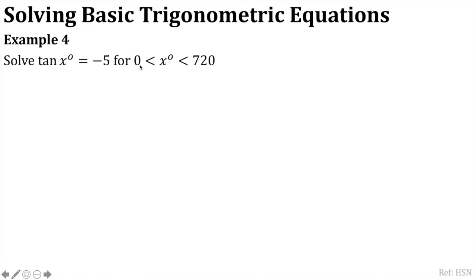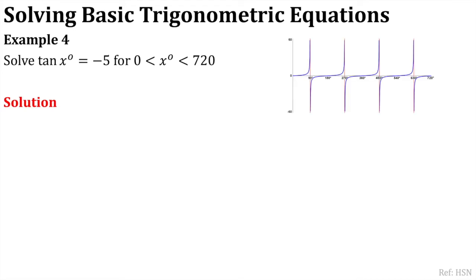The other thing I'm observing here is this range of values. Normally I'm solving between 0 and 360, or 0 and 2 pi, but this time I'm solving between 0 and 720 degrees, so that makes the question slightly different as well. So the solution then, we'll have a wee look at the graph first, and you can see here that this graph of tan x is lying between 0 and 720. And I'm just going to put the line y equals -5 in, and you can see that that cuts the tangent graph 4 times. So we are looking for 4 different answers here.